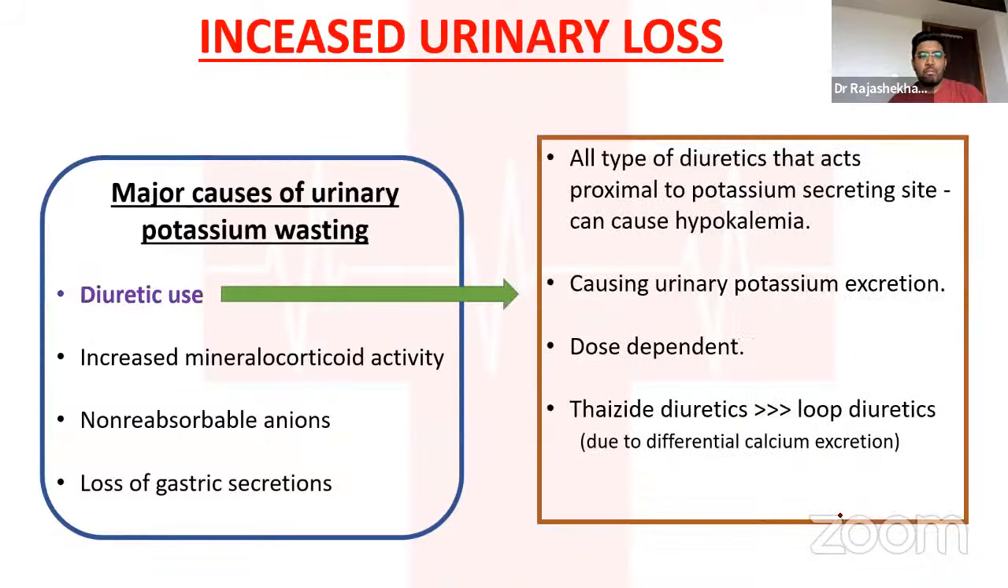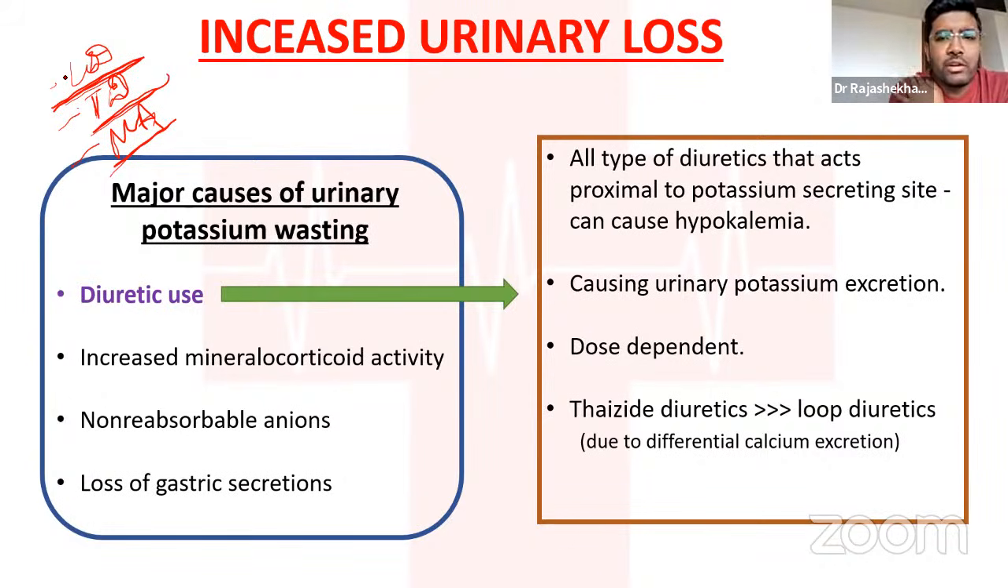So if you look at these one by one, the diuretic use, all types of diuretics, we know the types of diuretics. One is the loop diuretics and the thiazide diuretics, then the mineralocorticoid receptor antagonists.